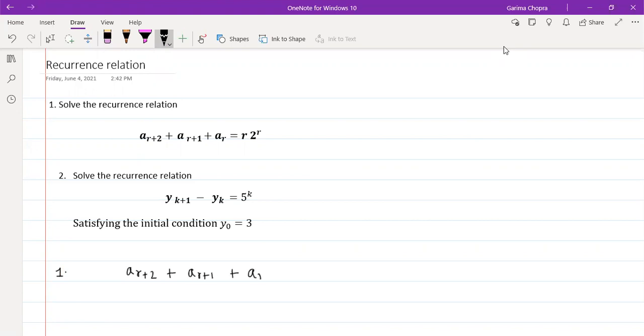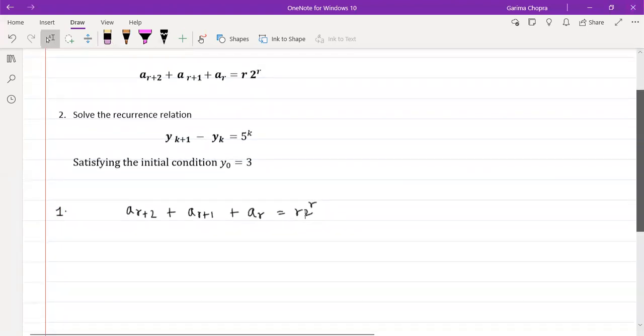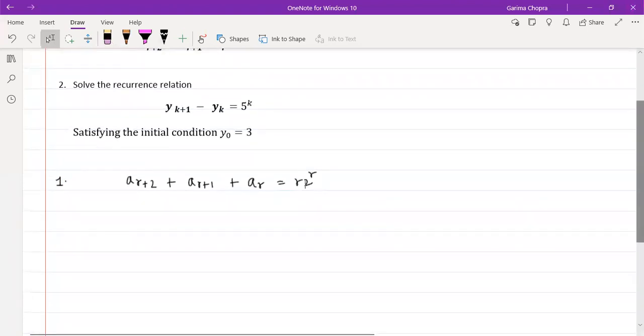If we see the order of this recurrence relation, then the order is 2 because the highest subscript present here is r plus 2 and the lowest one is r, and if we consider the difference then we are getting 2. It means for writing any rth term we need the preceding two terms of the sequence a_r. For solving this recurrence relation, we need to find its homogeneous solution as well as the particular solution.